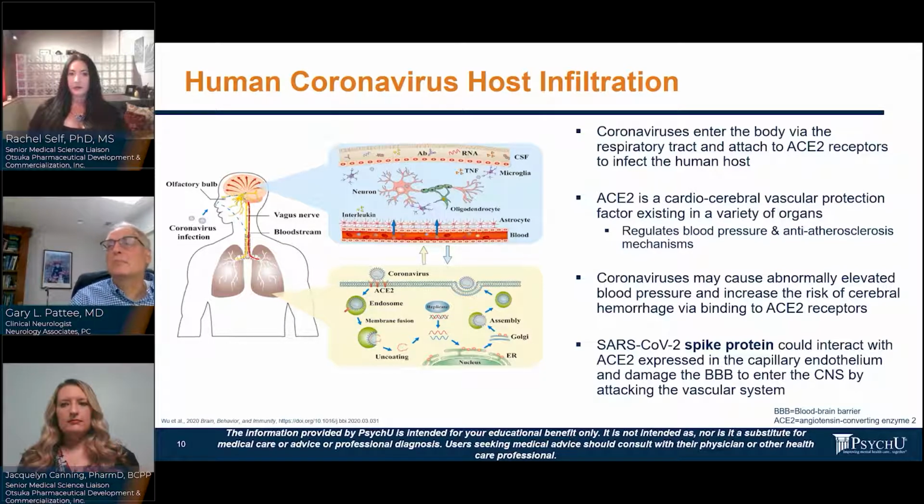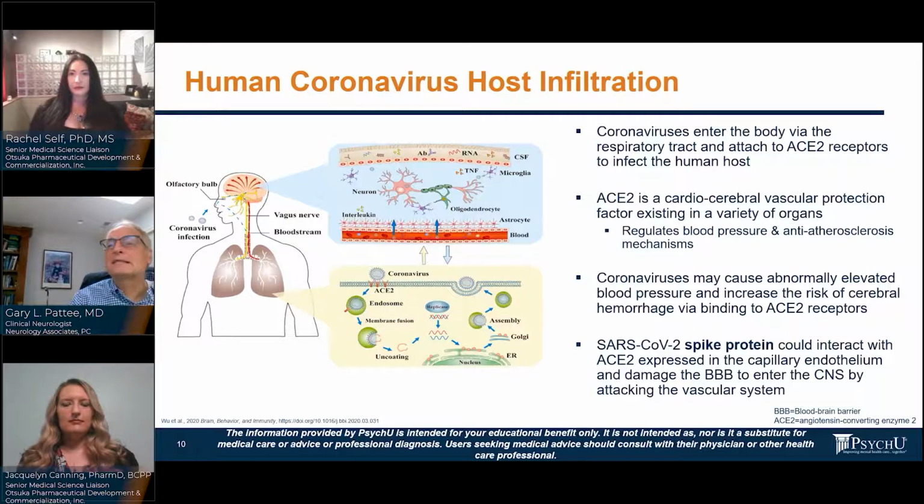They can regulate blood pressure and anti-atherosclerotic mechanisms. Now, coronaviruses may cause abnormally elevated blood pressure and increase the risk of cerebral hemorrhage via binding to these receptors. So there are some vascular risks that we are aware of. There's something that we've seen as the COVID toes, that there's a lot out in the literature about, bright red toes or discolored toes, likely as a consequence of these ACE2 interactions with the vascular regulatory mechanisms.